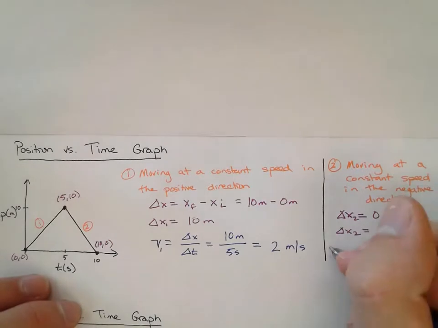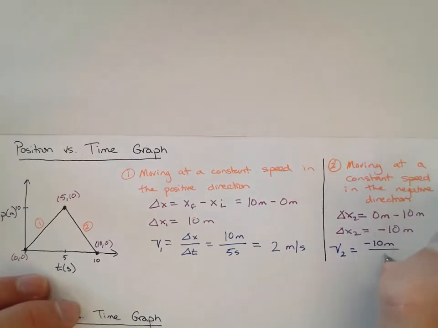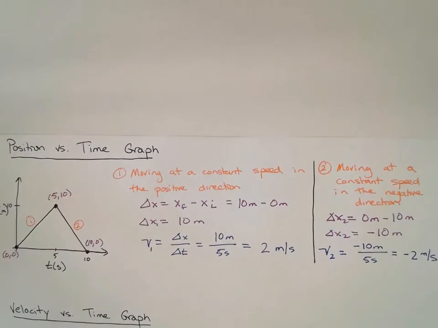Then I can calculate my velocity to say v2 is equal to a negative 10 meters divided by 5 seconds, and I get that my velocity should be negative 2 meters per second. All right.